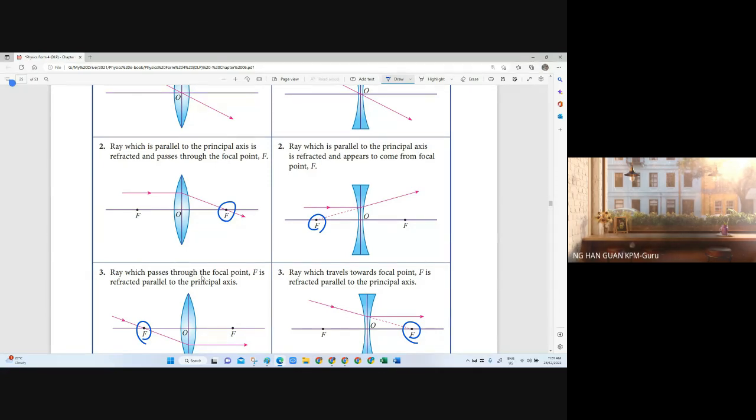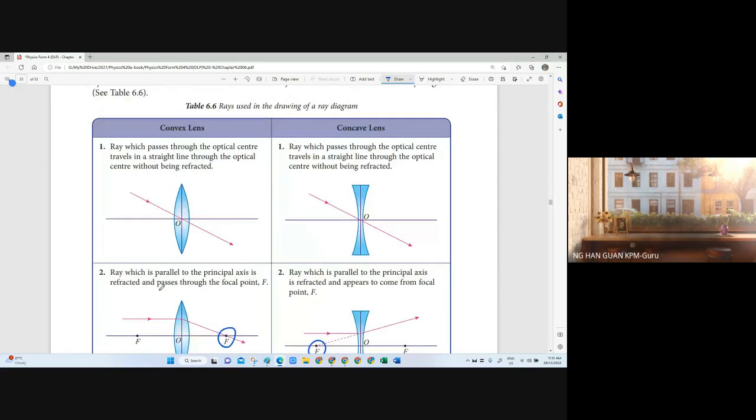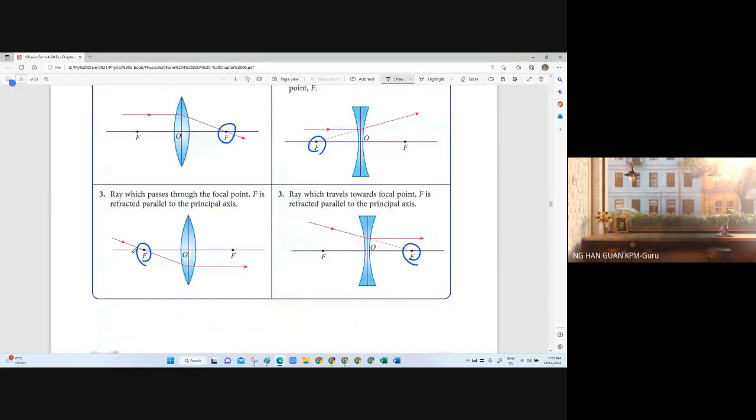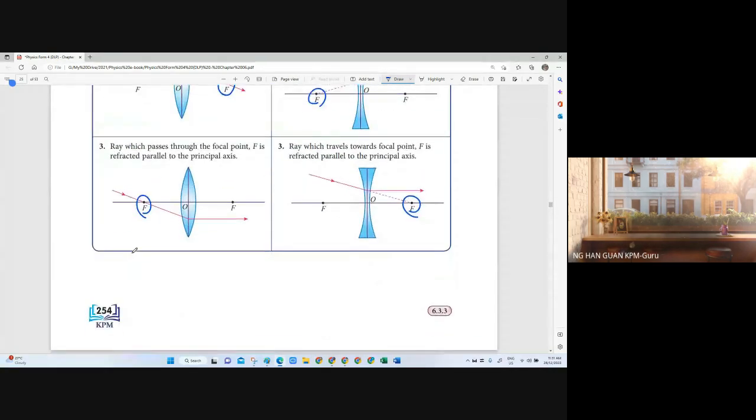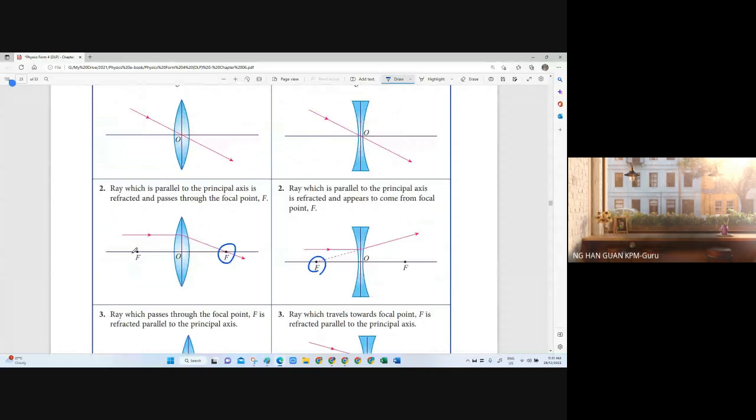Okay. So for me, very easy. You just need to learn any two out of the three light rays here. You do not need to learn all three. We only use any two. As long as these two meet at an intersection, that is how we form the image.